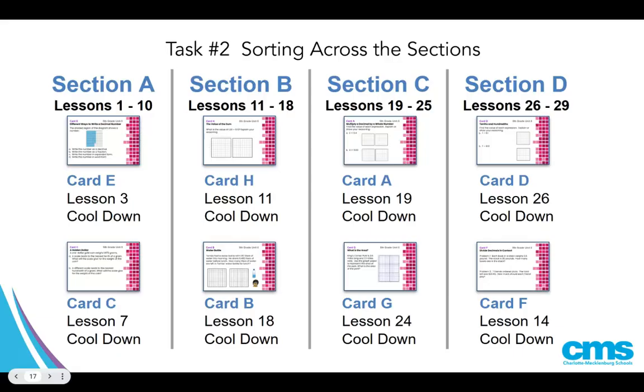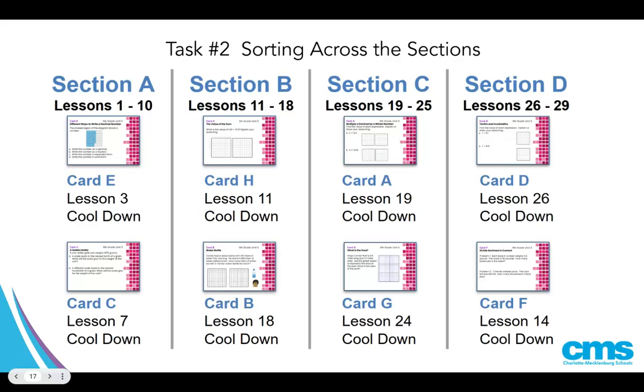Cards H and B are cooldowns from Section B. These cards address adding and subtracting decimals to the thousandths. Students should use models as they develop an understanding of addition and subtraction of decimals. Students may also use place value strategies to add and subtract multi-digit decimals.